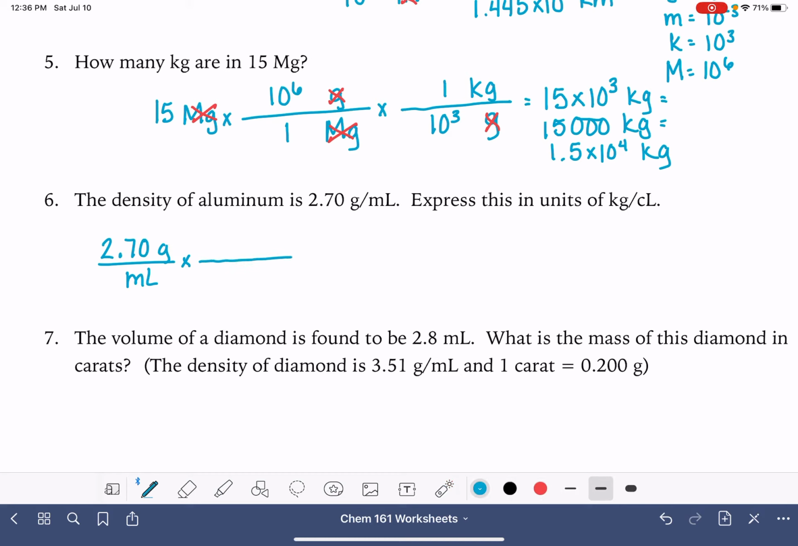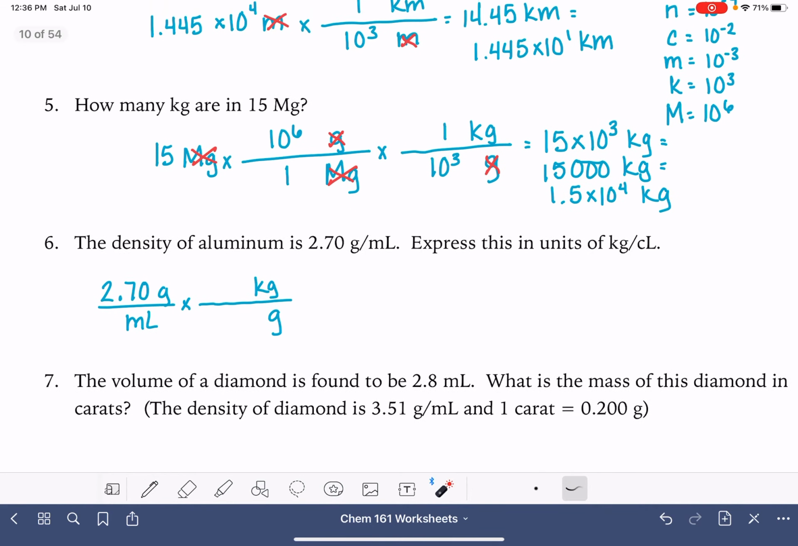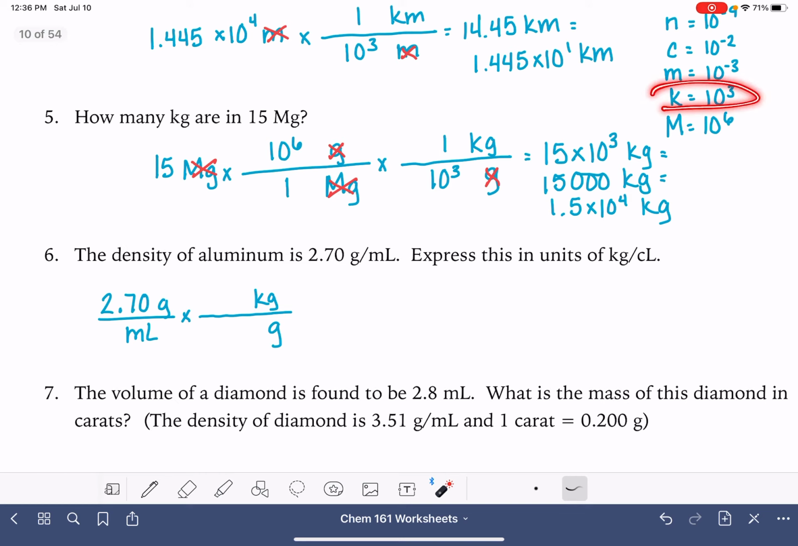So for a minute, we're just going to pretend like this is a conversion from gram to kilogram, because that is our desired mass unit. Kilo is the prefix for 10 to the 3, so that means 1 kilo is 10 to the 3 grams. That's going to get that mass unit correct. And then in the next step, we'll do the same thing by converting our milliliters into centiliters.